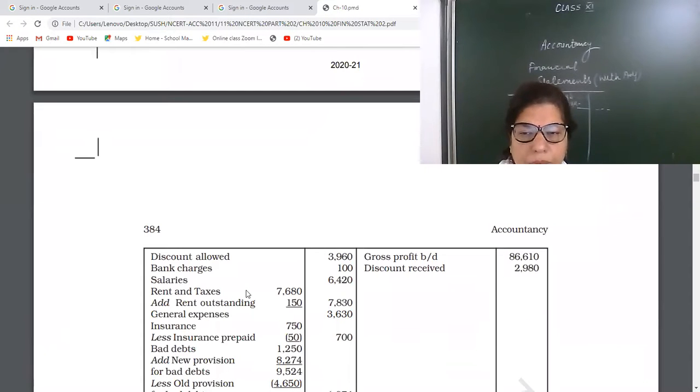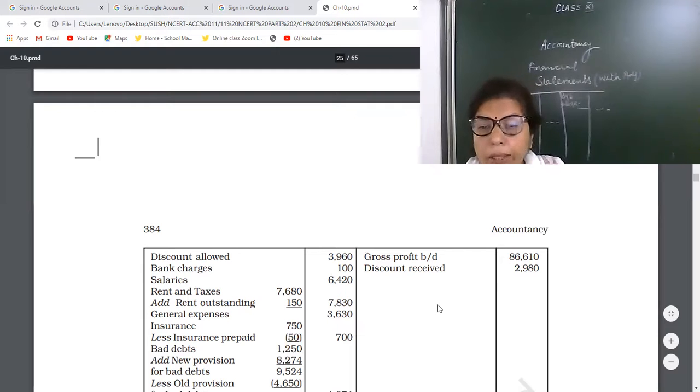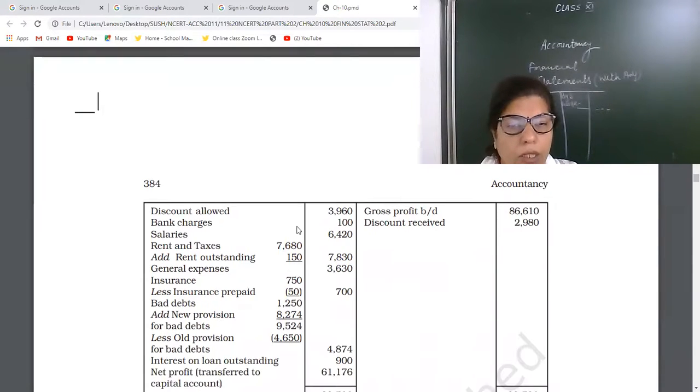Now come to this one. This gross profit from the trading account is transferred to the profit and loss account. Very good. By gross profit. In the bracket, what will you write, please? Transfer from trading account. Now all the income and gains of the businessman will be entered in the credit side of the P&L account. Yes, all the income and gains in the credit side.